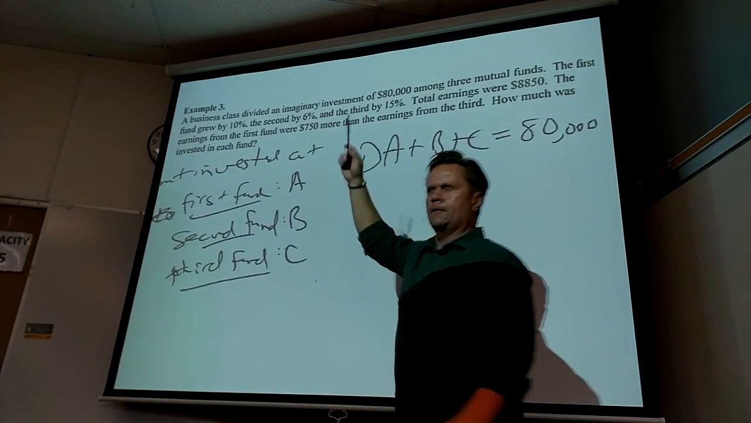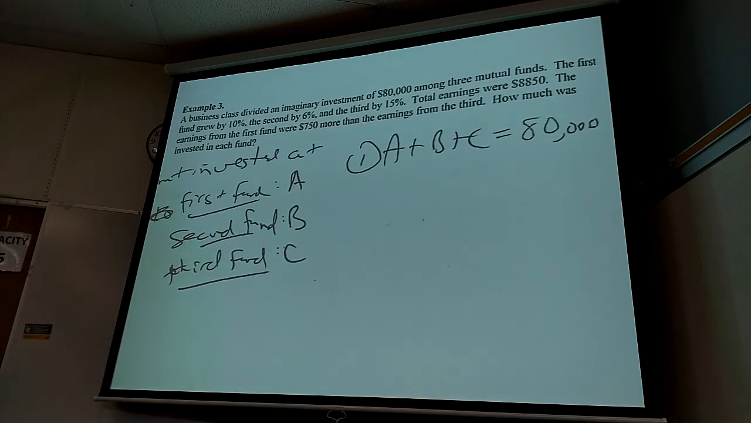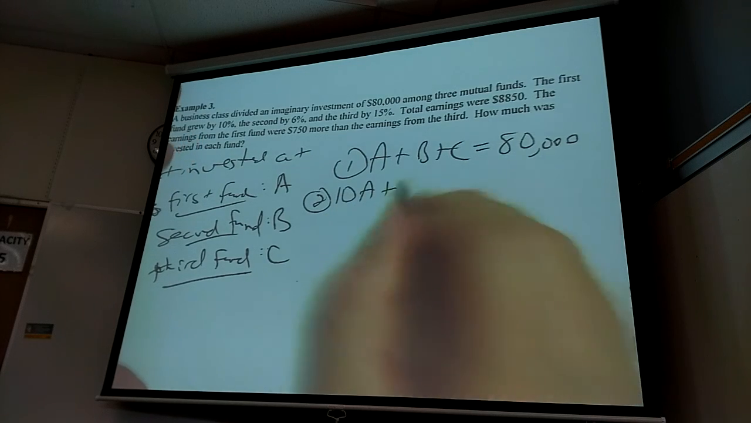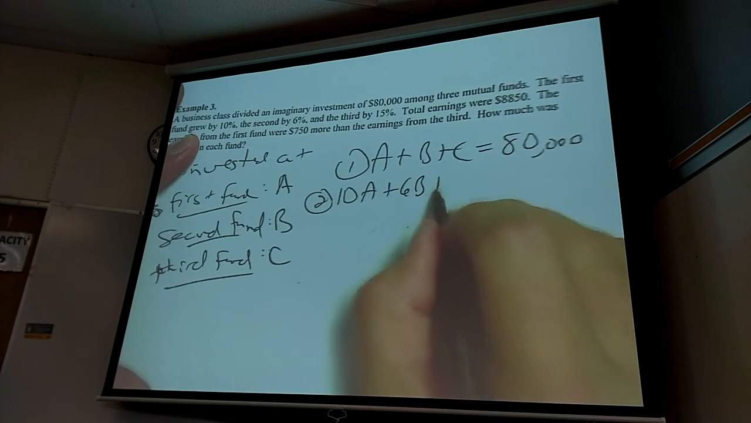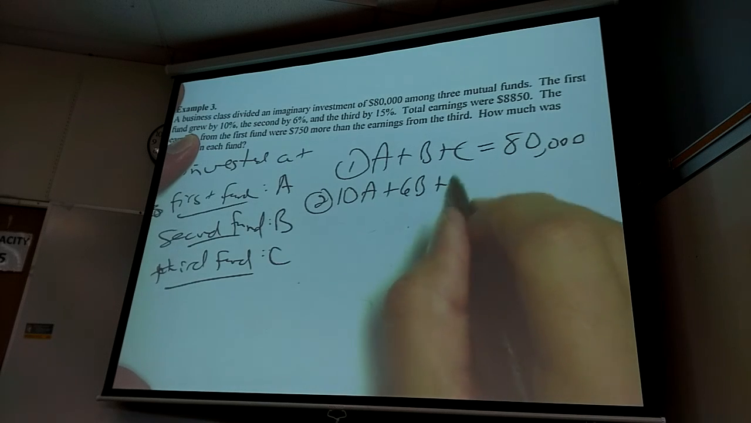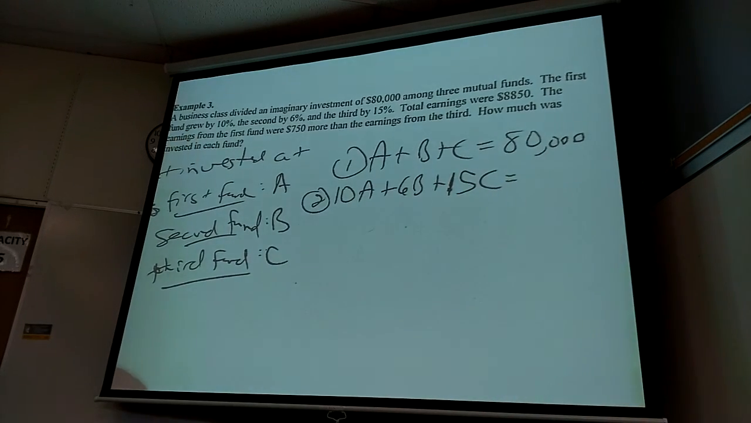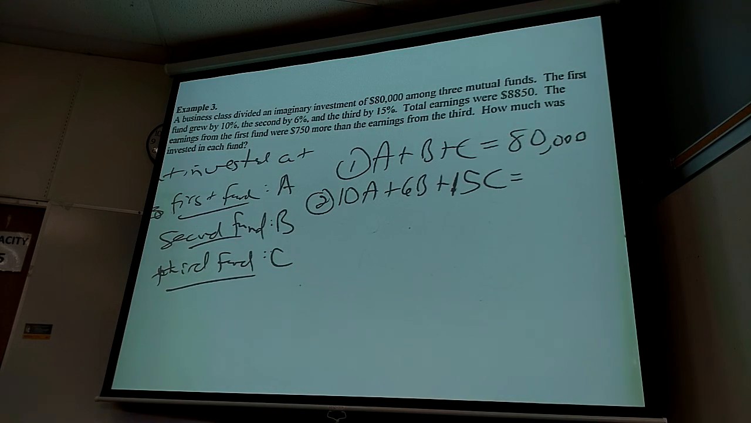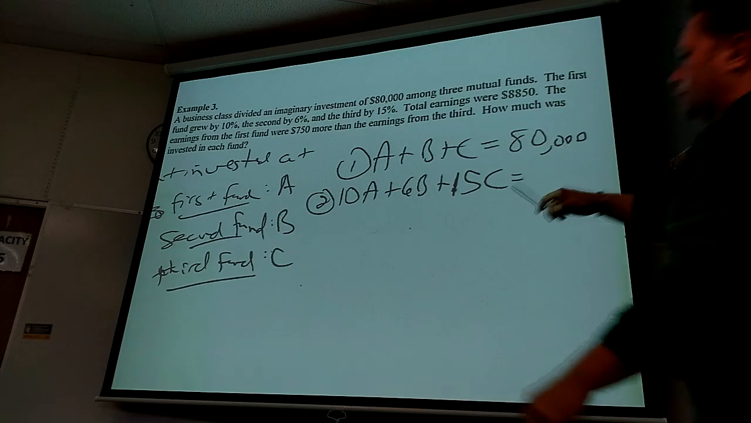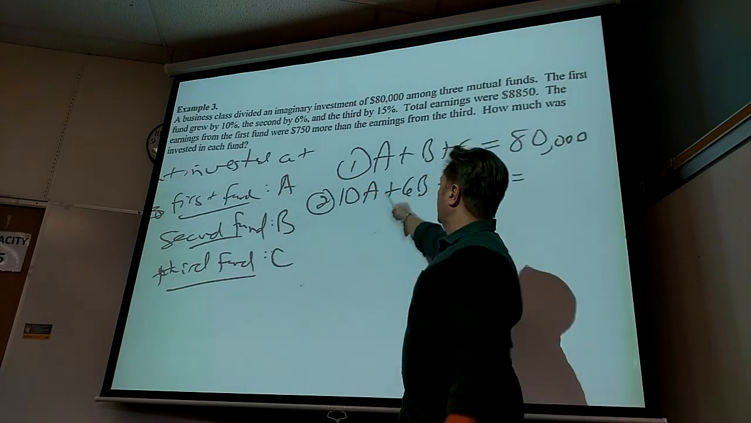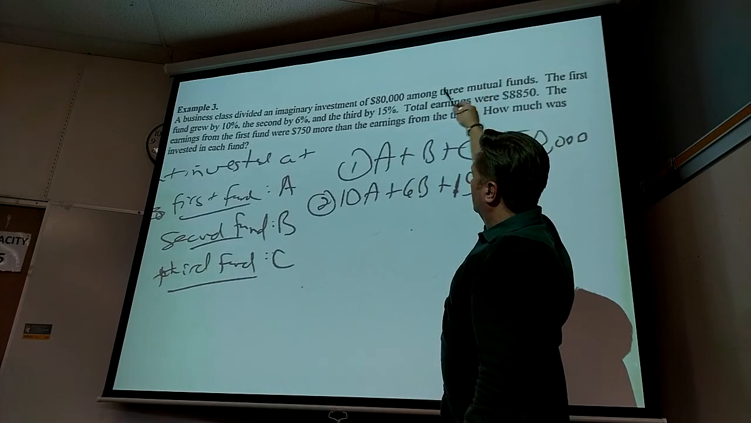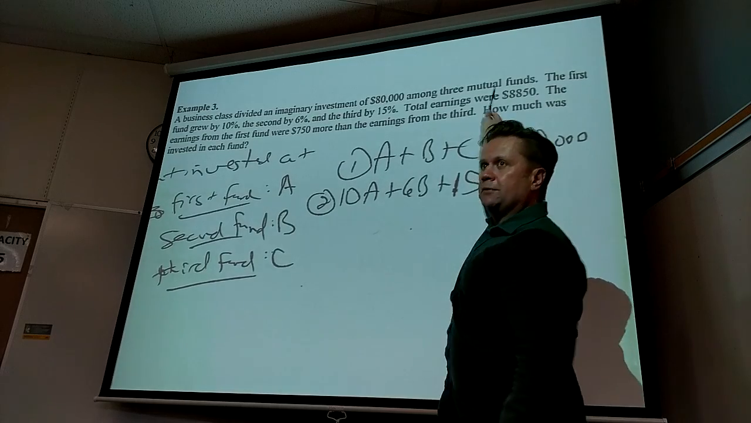10A plus 6B plus. You gotta be a little careful. 10A plus 6B plus 15C. Gotta be really careful if you're doing something. So if 10A is the amount of money I made off of that account, the amount extra I earned, plus that is the amount extra I earned, plus that is the amount extra I earned. They better all equal to what? Total earnings were 8850, but be careful.